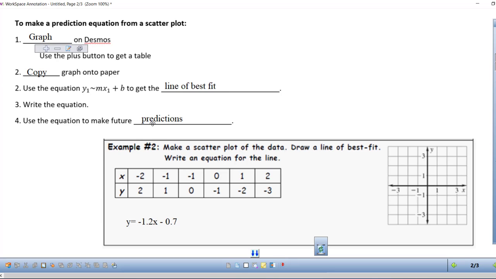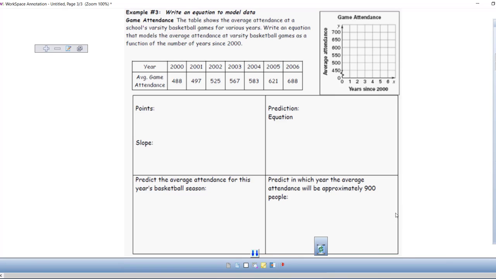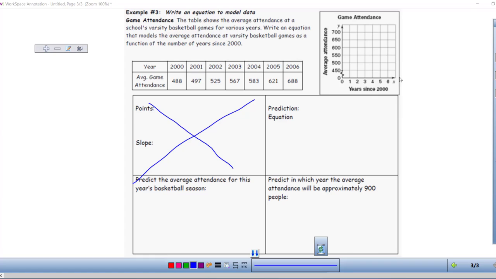We can use this to make predictions. It doesn't ask us to make any predictions on this particular example, so we are done after we find this equation. We have one more example, and this one will have us do some predictions. We can skip this part because Desmos is finding the points and slope for us. We don't need to do that.